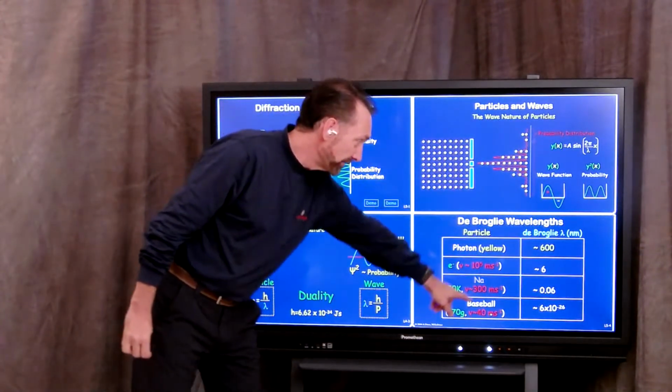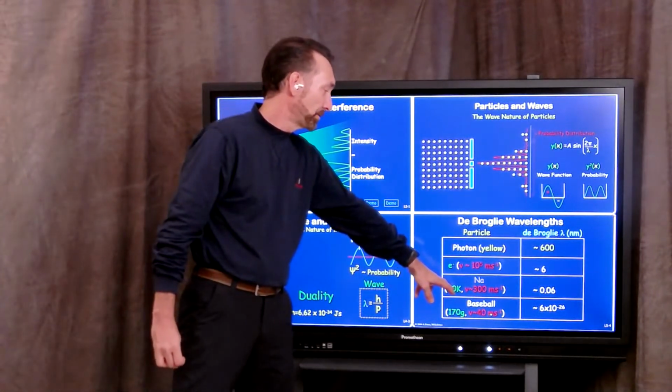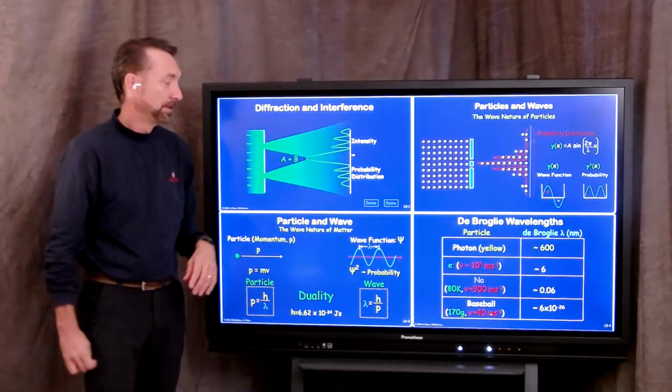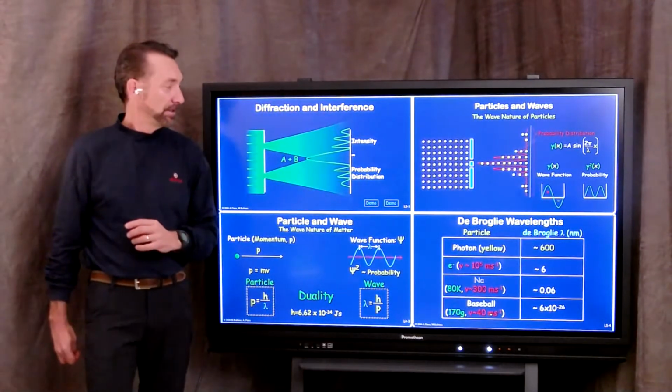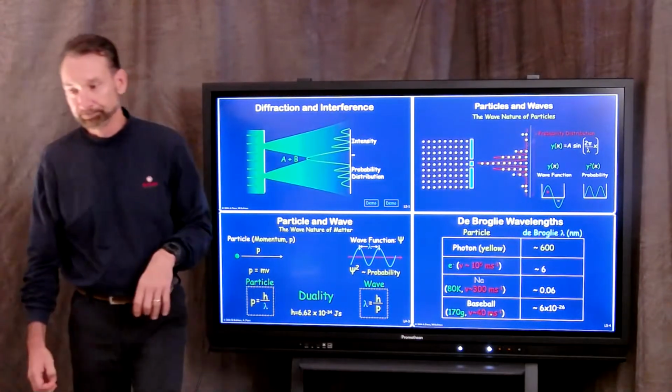So here's the information you need to do that. A sodium atom, and its de Broglie wavelength, the yellow photon wavelength. Think about that for a minute.